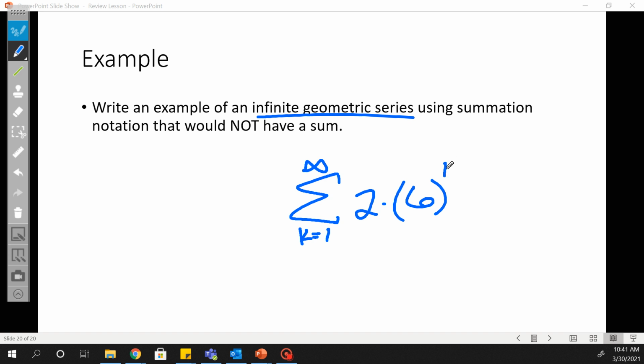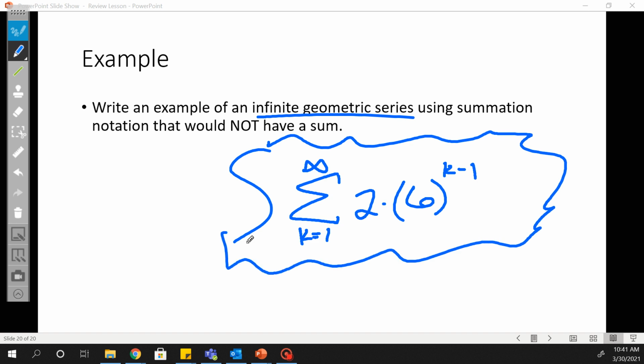And then I need to finish the formula, k minus 1. I'm using k because I have k here. So this would be an example of a geometric series using summation notation that does not have a sum. Now that 6 could be positive, could be negative, doesn't matter. Either way, it would not be between -1 and 1. There's a lot of different answers to this example. There's infinite, actually. All right, and that is basically what we have covered so far in Chapter 9, the basics.